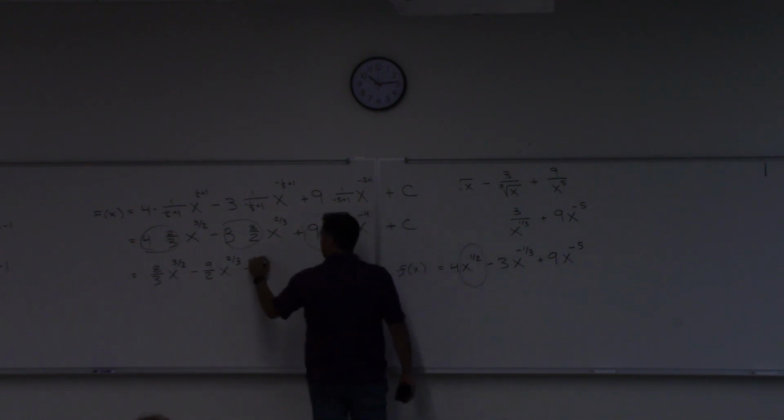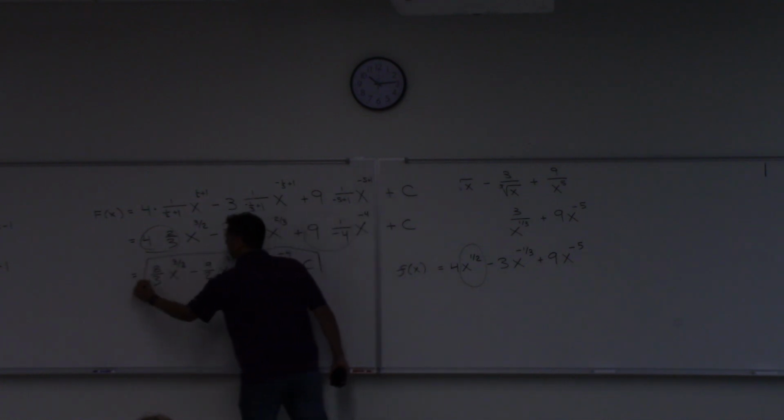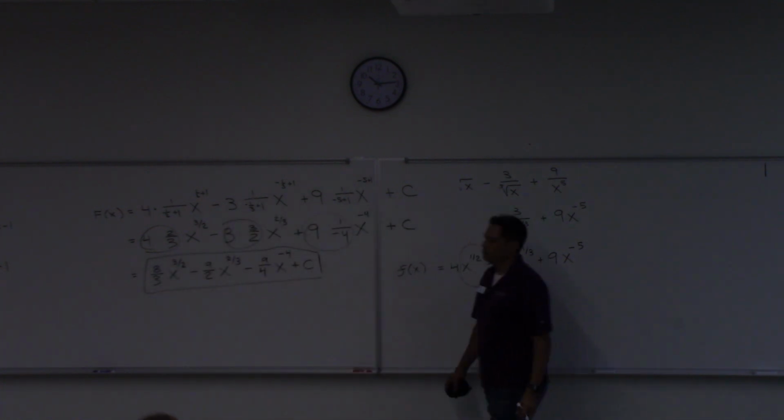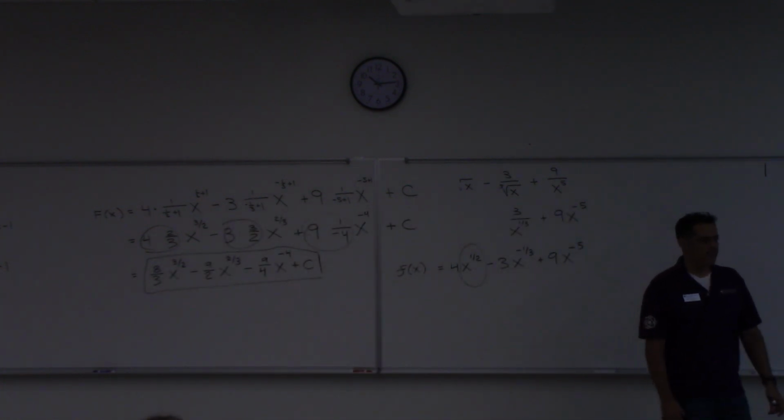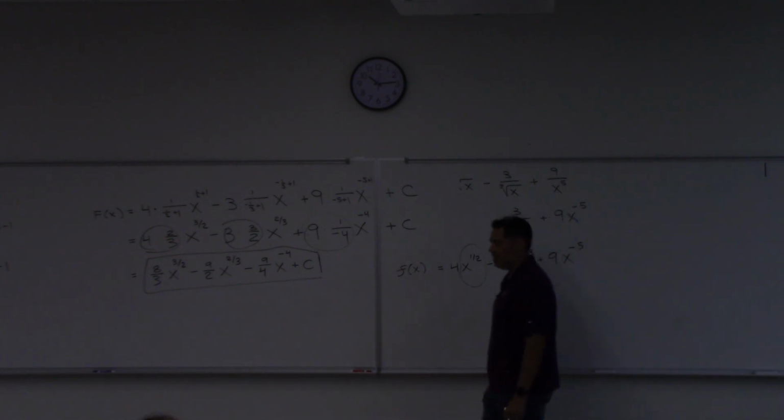So it's minus 9/4 x to the negative 4 plus C, and that should be my antiderivative, my general antiderivative. Okay? All right with that? Okay.